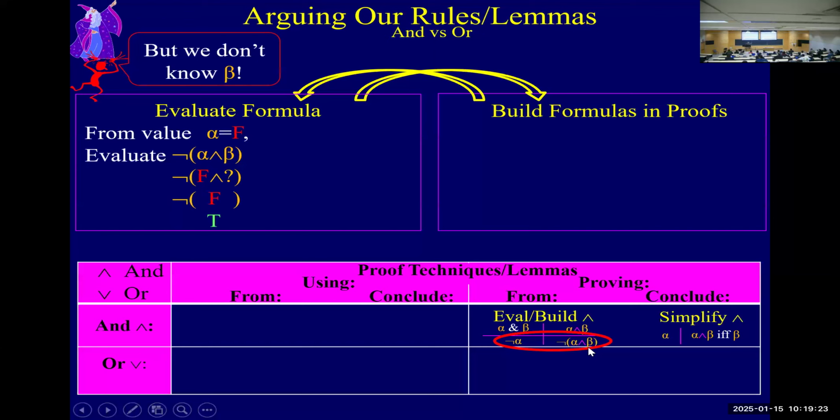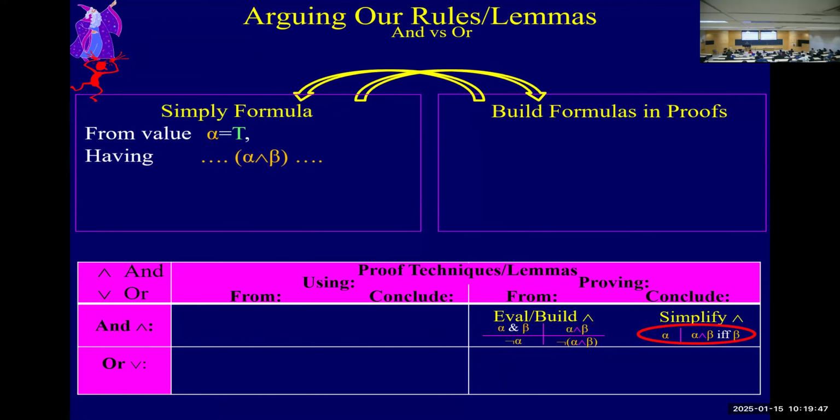We can't, in our proof, directly say something is false. The way we say it's false is we say that its negation is true. So here, if you built the negation of alpha, you can build the negation of the AND, right? And then this is the one you're talking about.